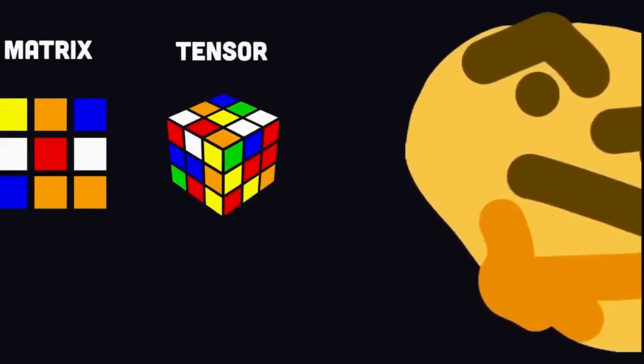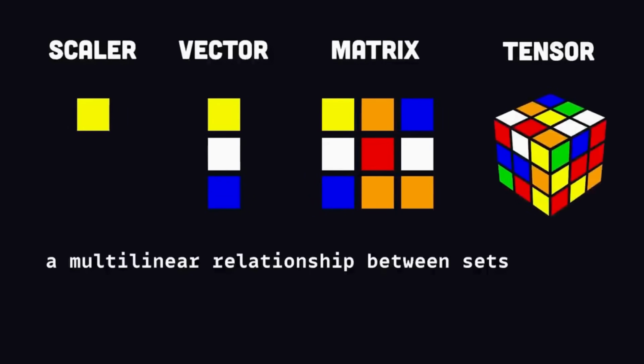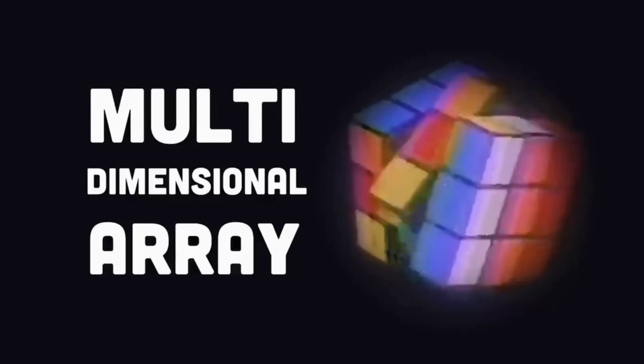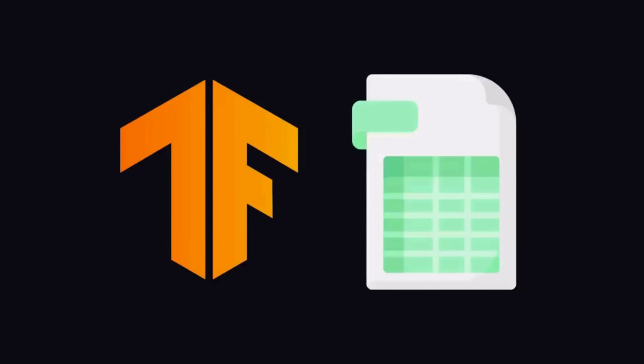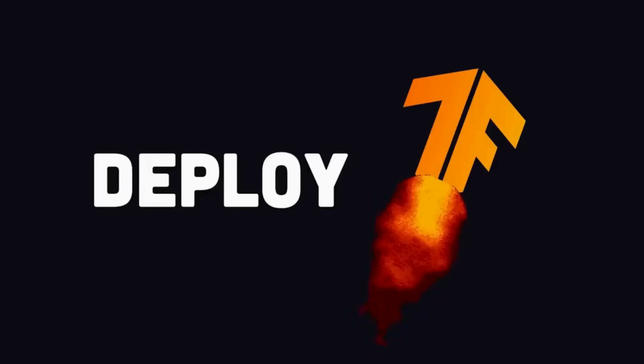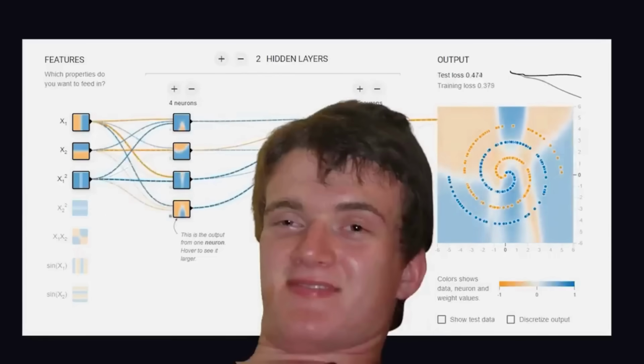As you know, the word tensor describes a multilinear relationship between sets of algebraic objects within a vector space, aka a multidimensional array. What makes it special is its collection of APIs for data processing, visualization, model evaluation, and deployment that make deep learning accessible to the average developer.